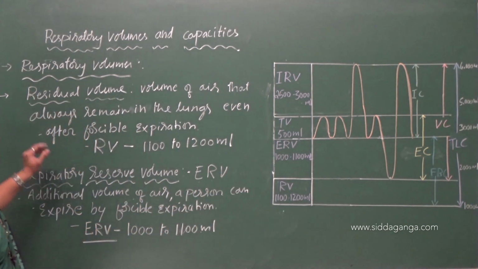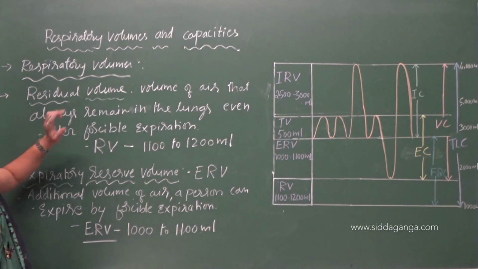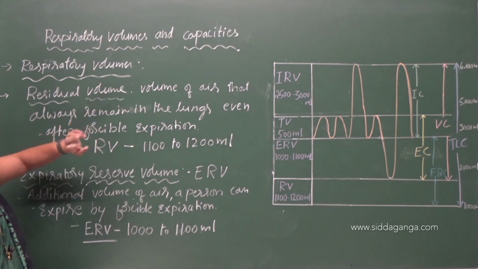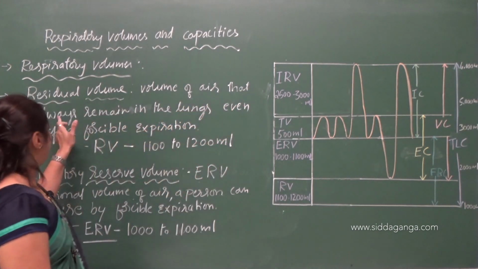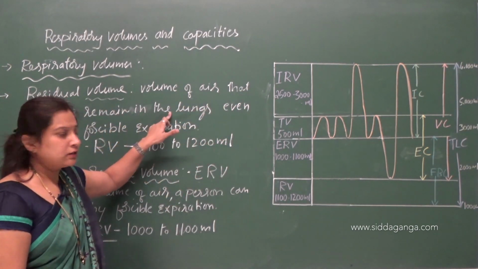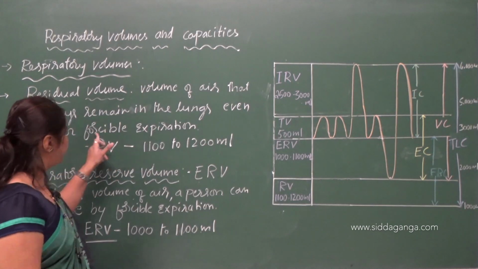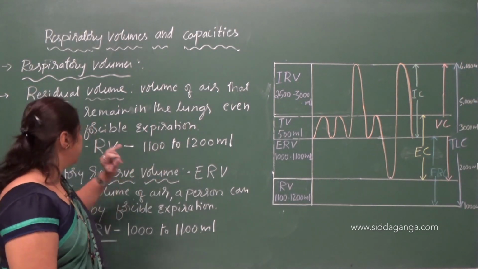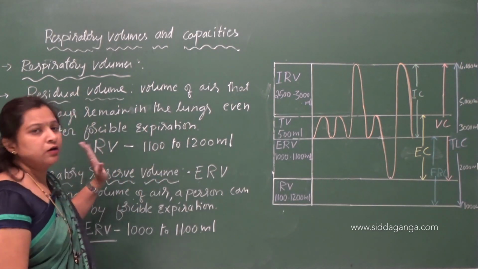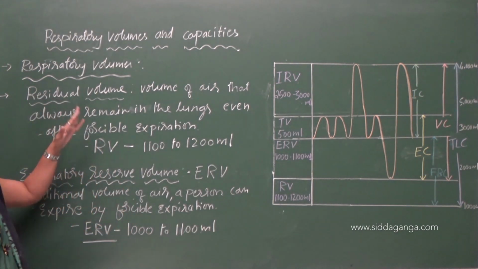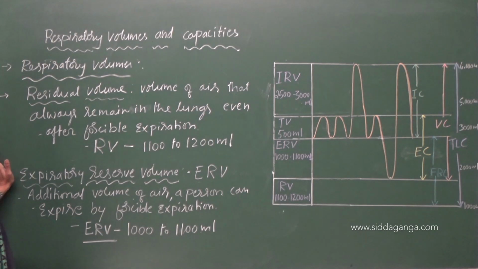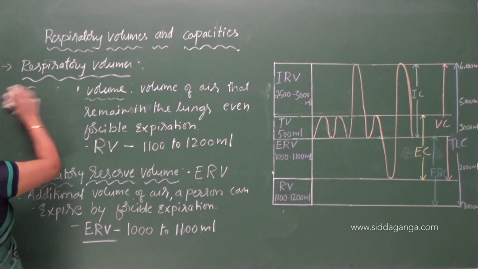So how can we define residual volume? Volume of air that always remains in the lungs even after forcible expiration is called what? Residual volume. Understood clearly? So these are all the respiratory volumes. That is what we have discussed till now. Let me write once again.